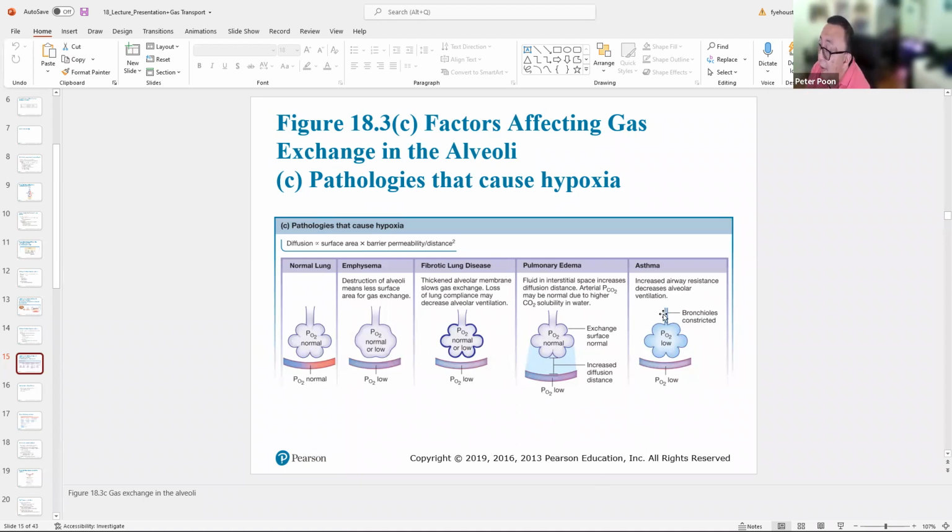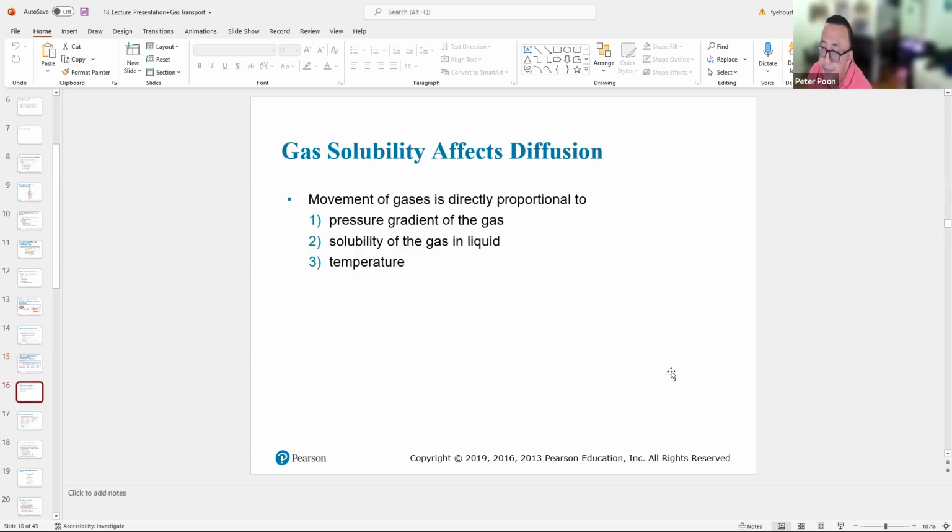Asthma is airway resistance. This is all normal or low, but this is actually low. This is because the bronchioles are restricted, and therefore you can't get oxygen into the alveoli. If you can't get oxygen into the alveoli in the first place, then you have no way of getting it into the blood vessels.